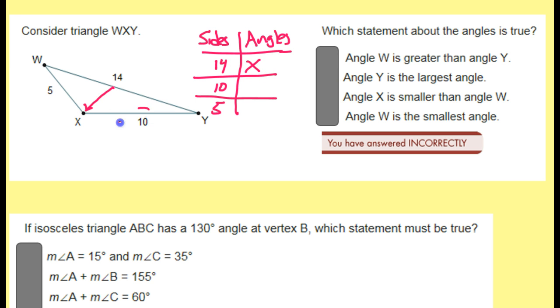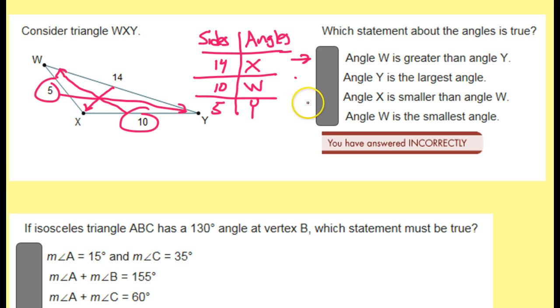Next is the 10, and the 10 is across from angle W. So that should go next. And that leaves the 5, which is across from angle Y. So that should go last. So now we've put the angles in order from biggest to smallest, which should allow us to answer these questions. Which statement about the angles is true? Angle W is greater than angle Y. Well, yeah, that's true. These are in order from greatest to smallest, and W is greater than Y.